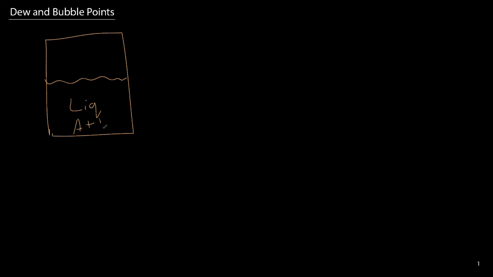The dew and the bubble points are the boundaries of the two-phase region for a two-component or multi-component mixture. So if we were to have a container here, and it was to be, let's say, all liquid of A and B, we could do two things. We could increase the temperature or we could decrease the pressure, in which case we would start to have some A and some B evaporating and moving into the vapor phase.